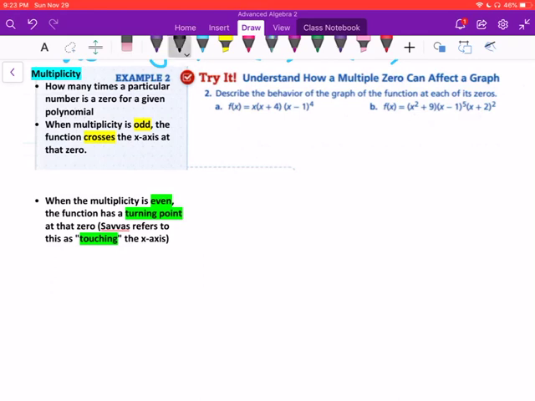In example A, I have f of x equals x times x plus 4 times x minus 1 raised to the 4th power. Well, another way to say that is that f of x equals x times x plus 4, and then x minus 1 to the 4th, I could write that out 4 times.